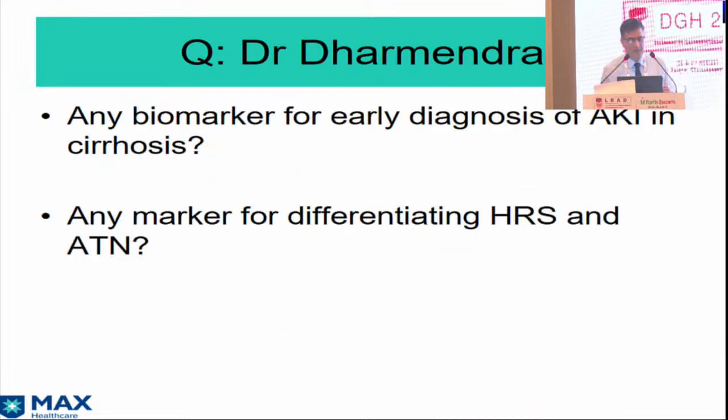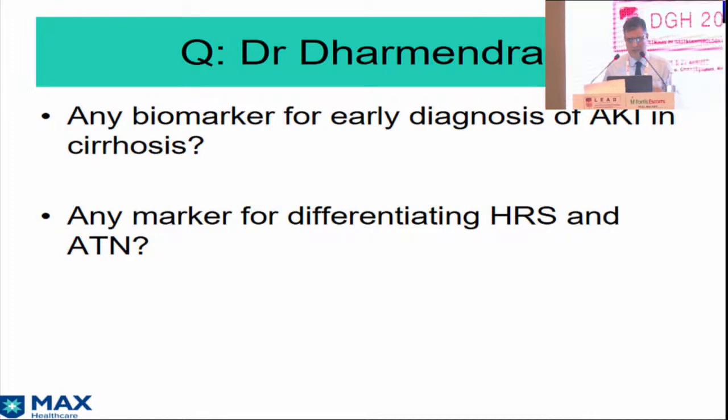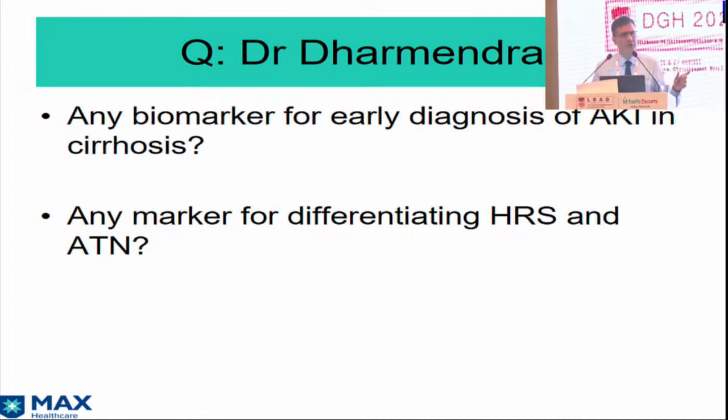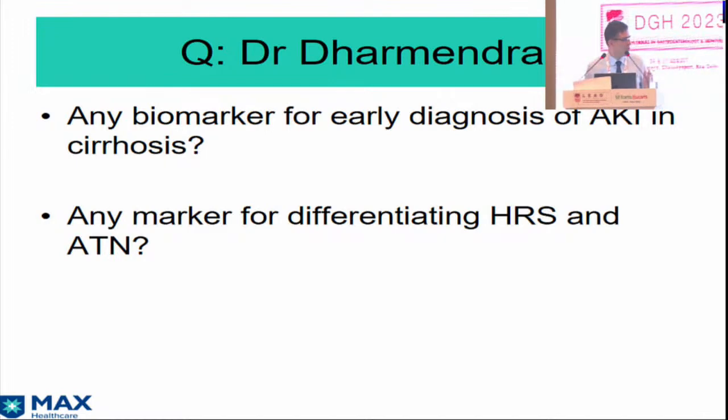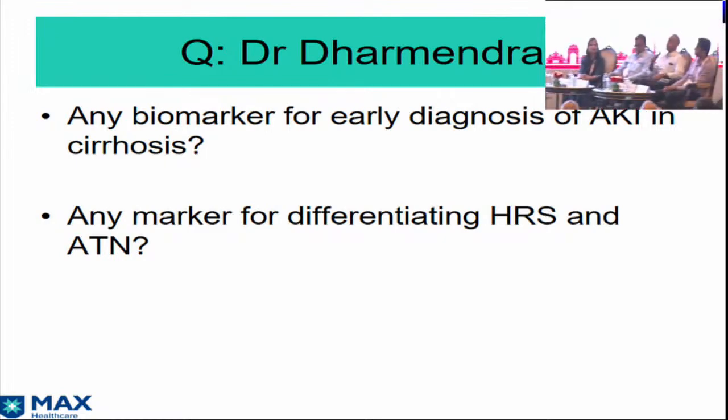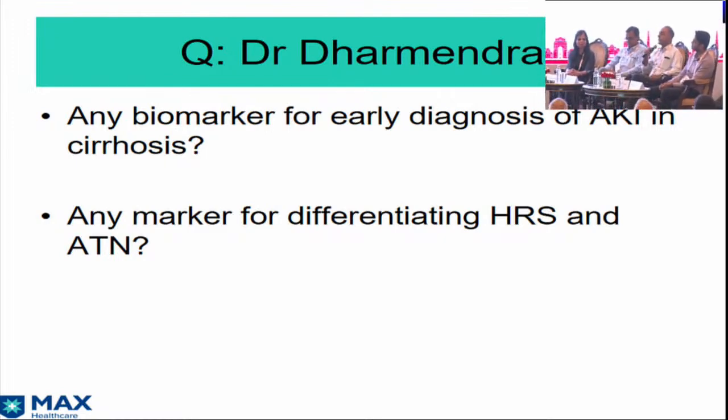So coming to Dr. Dharmender, one important thing is that it's very important to make an early diagnosis of AKI. The earlier you diagnose, the better the treatment, the better the outcome. And once it is AKI, it's important to differentiate whether it is ATN or HRS-AKI. So Dr. Dharmender, do we have markers for that, short of doing a kidney biopsy?